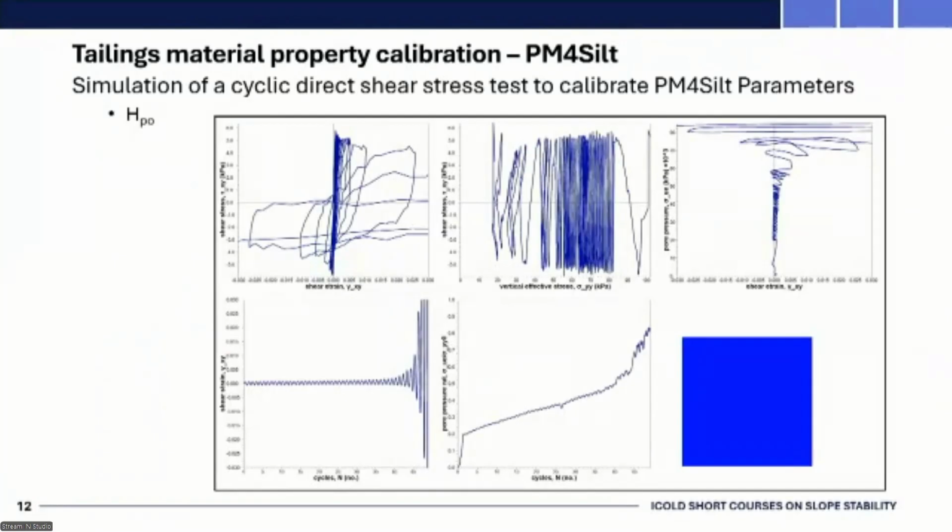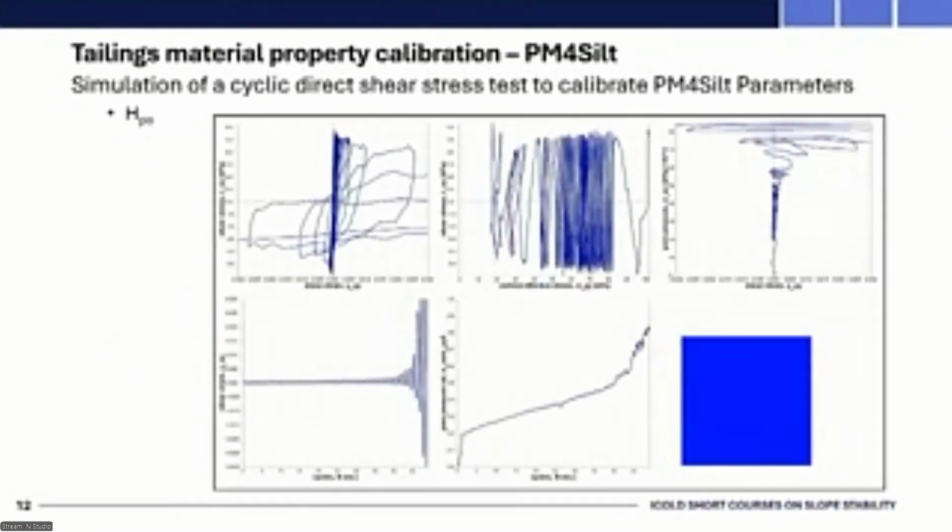Then to calibrate the dynamic properties of PM4 silt, so up until now we've been talking about the static properties, but there's a specific dynamic property for PM4 silt called HPO, and we calibrate that parameter using cyclic direct simple shear tests. And so the plots shown on the slide are the actual test data, and then this is a simulation of that cyclic direct simple shear test.